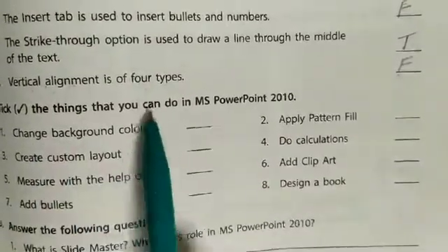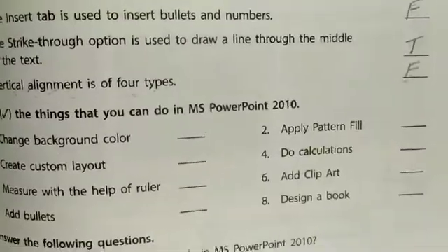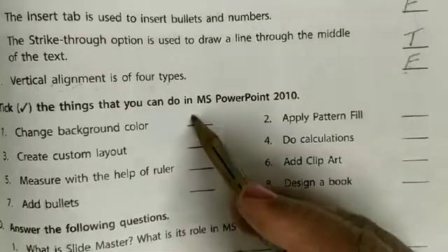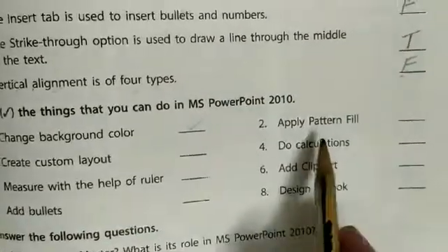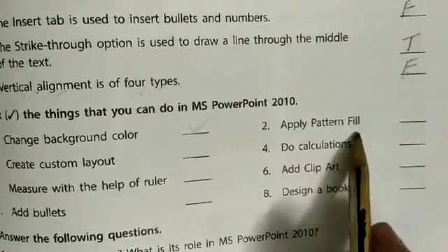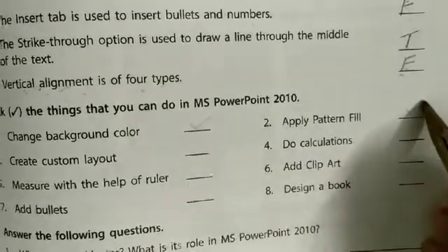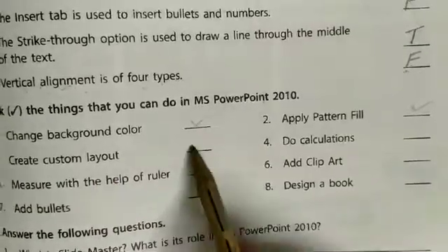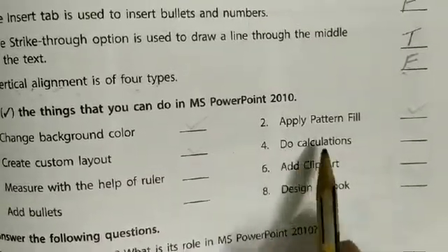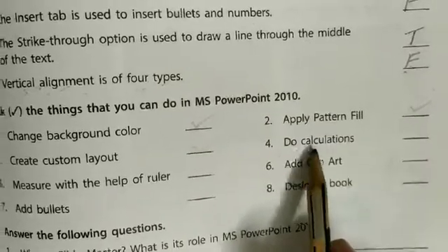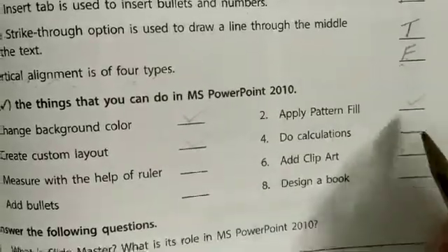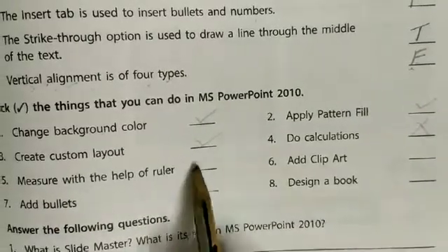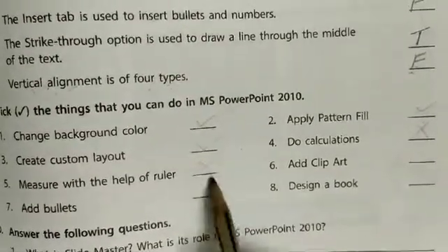Tick the things that you can do in MS PowerPoint 2010. Change background color. Yes, we can do it. So put a tick mark. Apply pattern fill. It is also done in MS PowerPoint. So put a tick mark. Create custom layout. Yes, we can create a custom layout also. Do calculation. No, we cannot do calculations in MS PowerPoint. So put a cross mark here. Measure with the help of ruler. No, we cannot do this also.